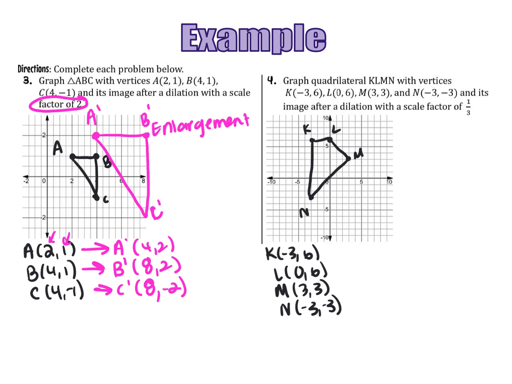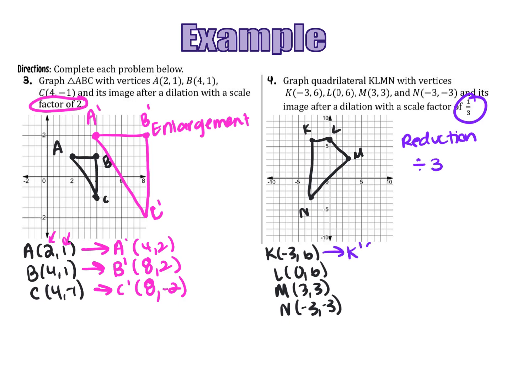For number 4, we have this quadrilateral. It almost looks like an actual kite, like let's go fly a kite. And it's being dilated by a scale factor of 1/3. This is less than 1, so this is going to be a reduction. And just as a reminder, multiplying a number by 1/3 is the same thing as dividing by 3.